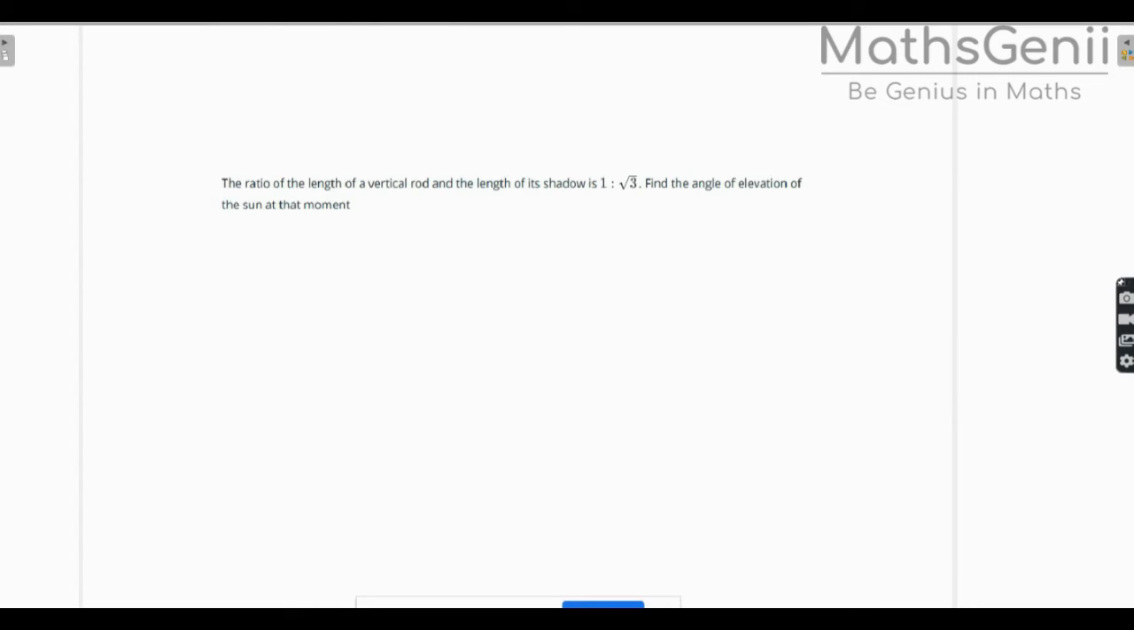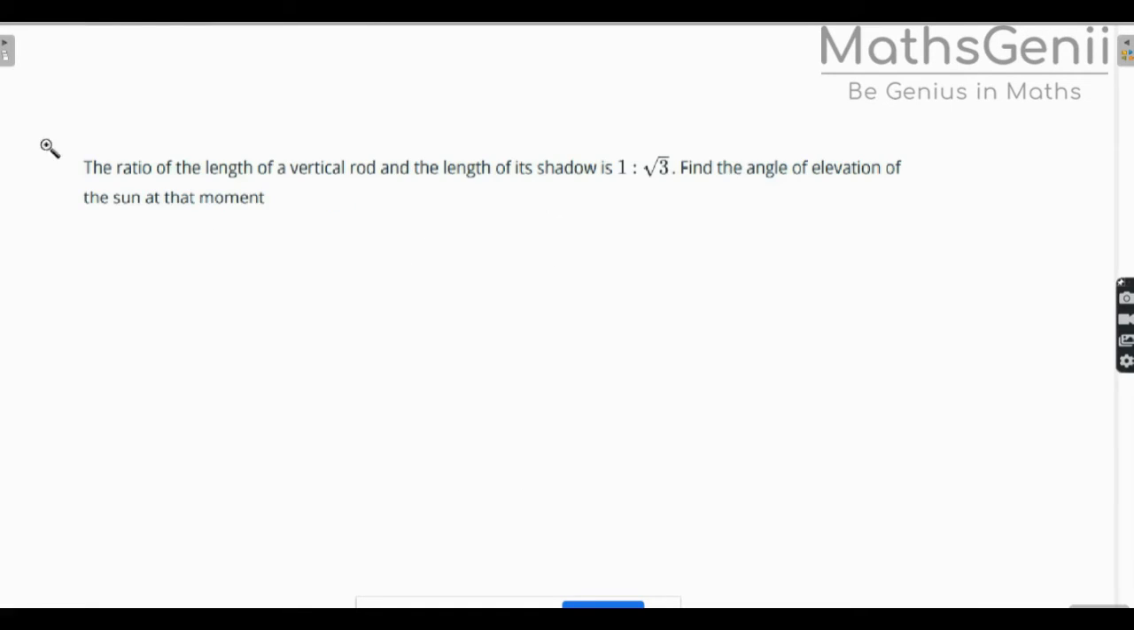Good question this is. If you are able to draw the diagram of this question, you will be able to solve it very easily. The ratio of length of vertical rod and the length of its shadow. So he's telling me there is a vertical rod and there is the shadow of this rod. When you stand, your shadow falls, right? Your shadow falls depending on where the sun's location is. So the ratio of length of a vertical rod and its shadow. So I'll just complete the triangle.